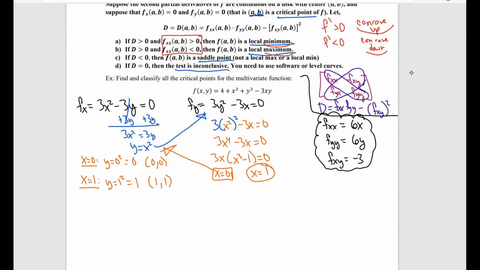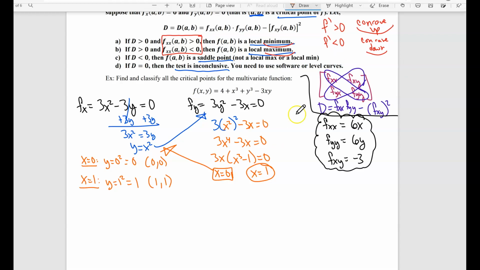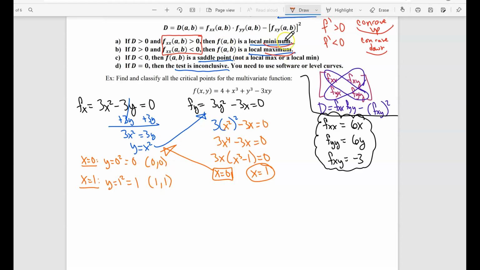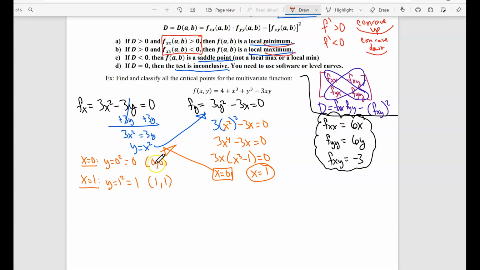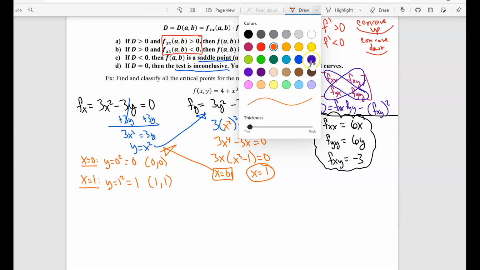We do need to find our z values, but we will plug them in later. Right now, these are the two candidate points that we're going to plug into the determinant. We need to classify them because it could be a saddle point, a maximum, or a minimum. So that's what we're going to use now, our determinant formula.